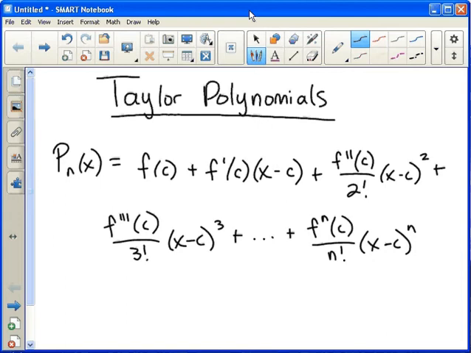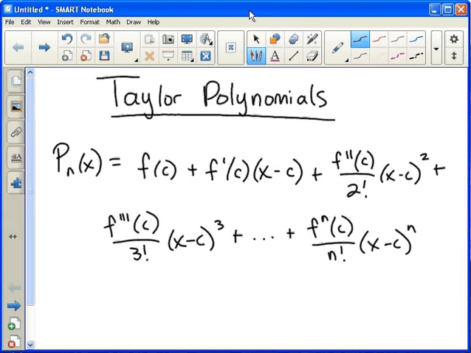Because the whole point of a Taylor polynomial is you're using a polynomial to estimate the function, some other type of function. That could be e to the x, sine of x, natural log of x, things like that. So here's the general form. It's very similar to the Maclaurin one we've already gone over. The only difference is instead of f of 0, f prime of 0, f double prime of 0, it's f of c, f prime of c, f double prime of c.